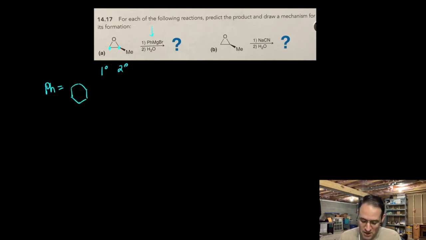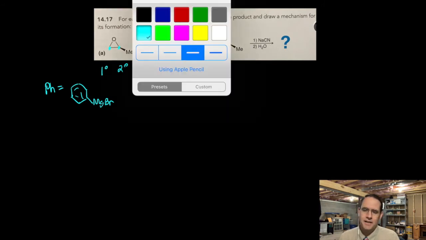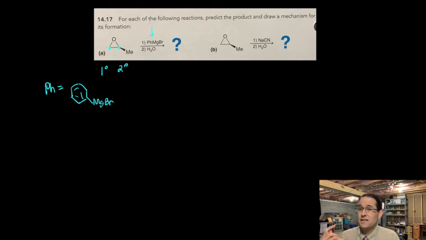When I look at my reagents, I see PhMgBr. Ph means phenyl, and MgBr we just write out like that, okay? So this is a strong nucleophile. It's basic. It has a negative charge on the carbon. It's a carbanion. And so we want to attack the less substituted carbon, which is on the left. So the reaction mechanism is going to look like this.